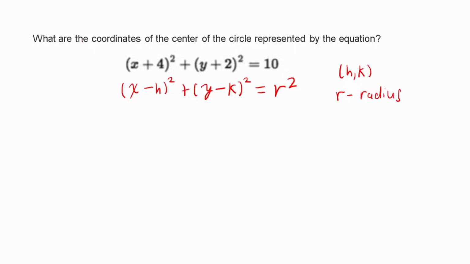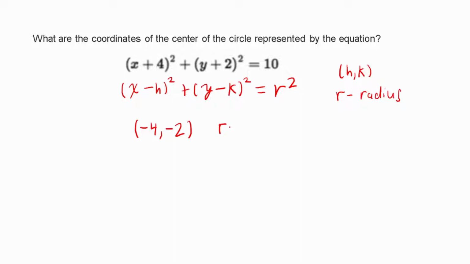And since it's asking for the coordinates of the center, that's what we need to find here, right? So our coordinates are going to be the opposite of what's in here. We have a plus 4, which means we'll take a negative 4 for my x. And look, it's right next to that x, in the same bracket as the x. And then for my y coordinate, it's the opposite of what's here, which is a plus 2, so we get negative 2. So our coordinates are (−4, −2).